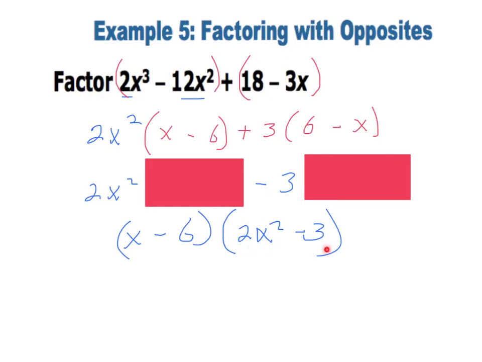Now, take a look at each of these. Will this factor further? x minus 6. Nope, sure won't. Is there anything common here between the 2x squared minus 3? Any other common factors? Nope, sure isn't. So what does that mean? Well, that means I factored completely.